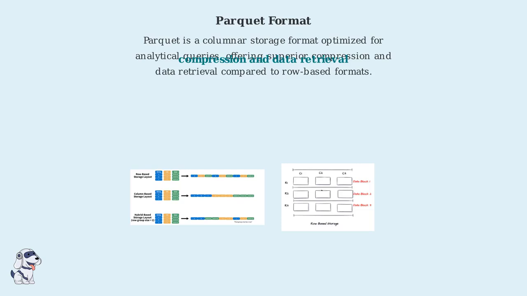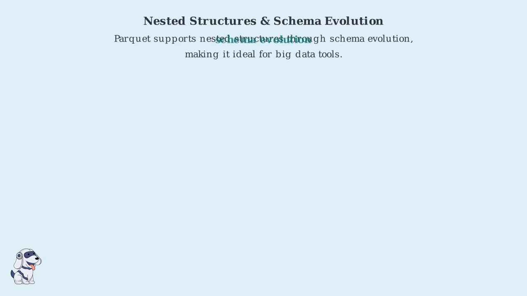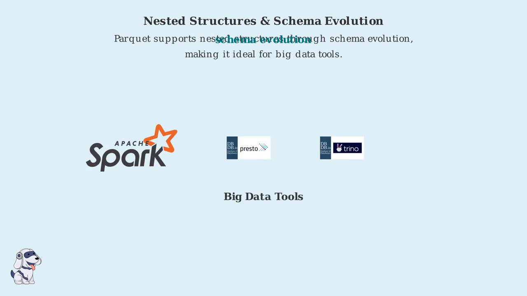for analytics. Parquet excels at handling nested structures through schema evolution, allowing flexible data schemas that can change over time without breaking queries. This makes Parquet perfect for big data tools like Apache Spark, Presto, and Trino, which rely on efficient querying of complex nested data.